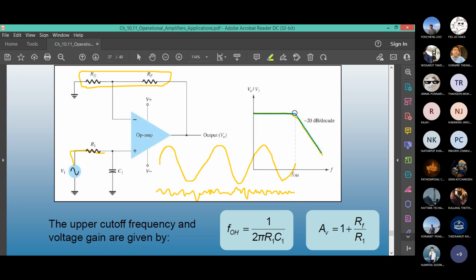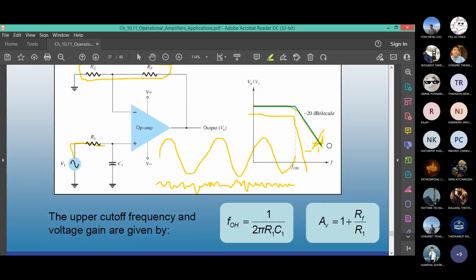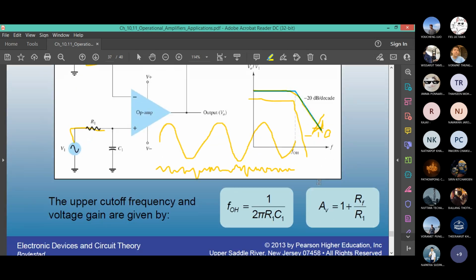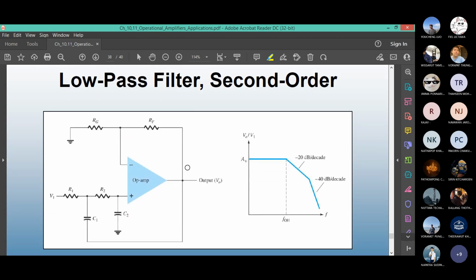If you want the high frequency signal to fall off even more rapidly, not slowly like this, you can make the slope negative 40 decibels per decade. It goes down by 40 decibels for each 10 times increase in frequency. How do you do that? You can add another RC stage. This is for negative 40. We call this the second order.